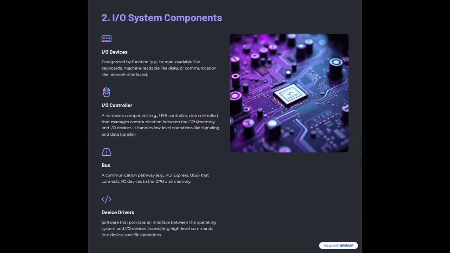We also have the bus. A bus is a communication pathway. An example is PCI Express, that is Peripheral Component Interconnect Express. We have USB that connects the I/O devices to the CPU and memory. Then we also have device drivers. It's the software that provides an interface between the operating system and I/O devices, translating high-level commands into device-specific operations.